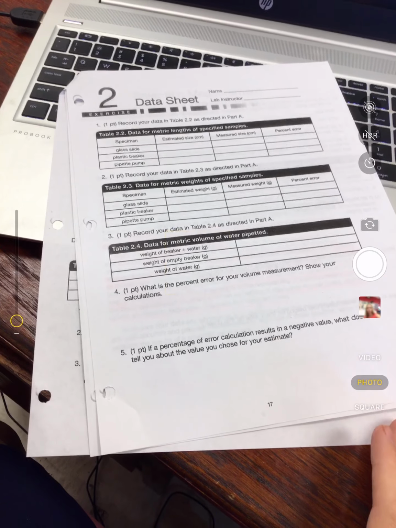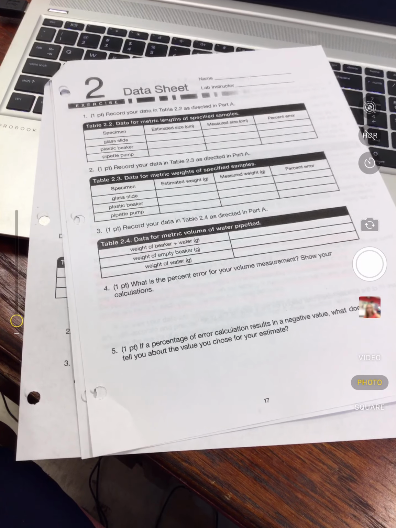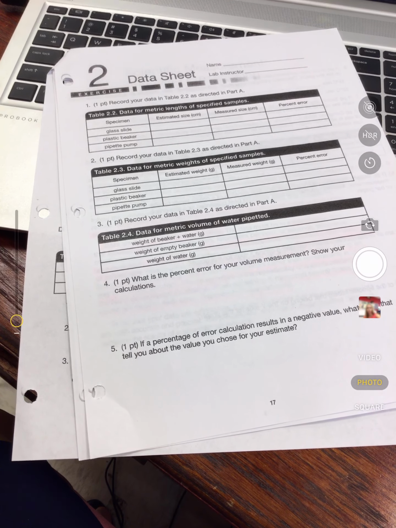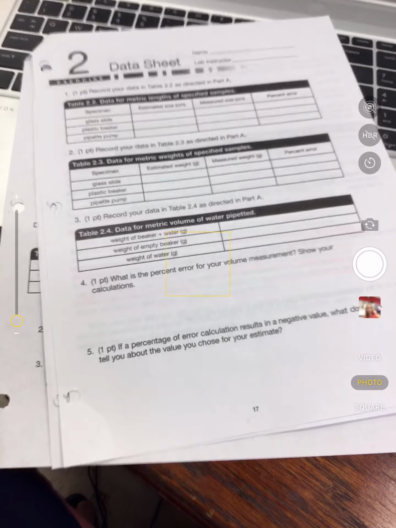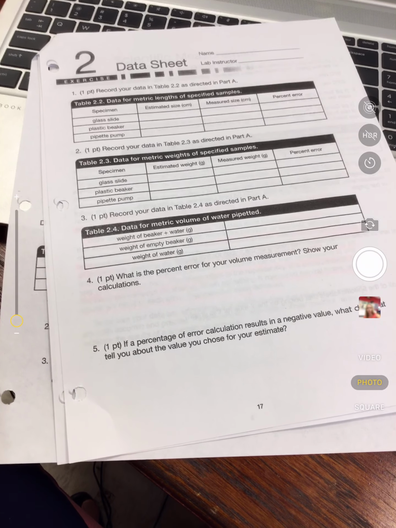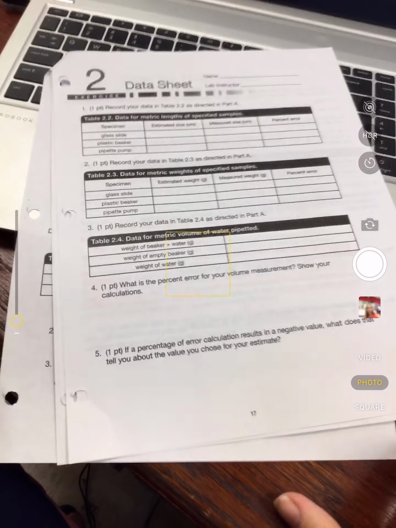So here's your data sheet. The items that you're going to look at and measure are a glass slide, a plastic beaker, and a pipette pump. Those are the things you're going to estimate, measure, and do your % error. So pretty much what you're already going to be having in class. We're not going to get any more items out, and that's what you'll use.